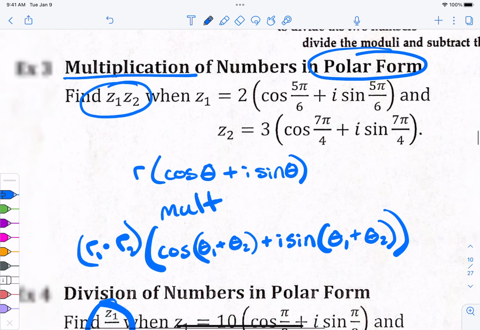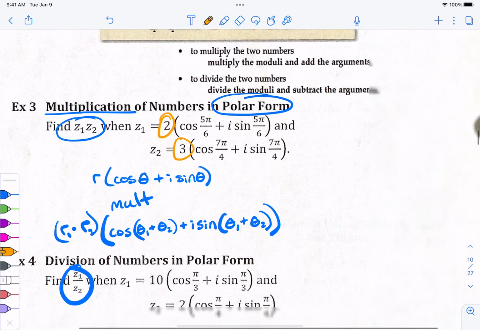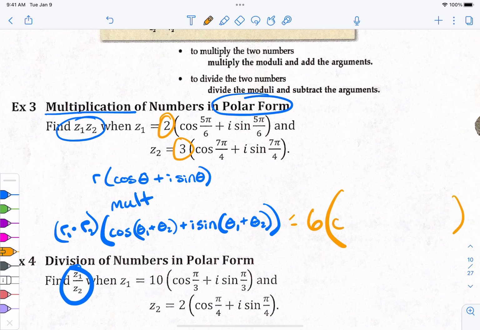So all you're doing when you're multiplying is I take 2 times 3, and that is 6 out in front, okay? Then I have cosine of theta plus I sine of theta. This is when we are multiplying two polar forms together, okay? So I'm going to take my first angle, theta 1, which is 5 pi over 6. And when you're multiplying, you're actually adding these angles together. I'm adding to that 7 pi over 4.